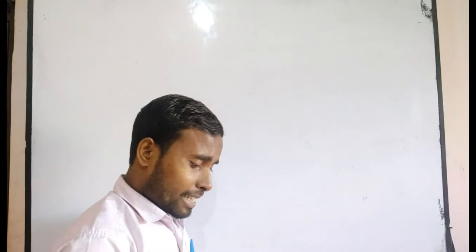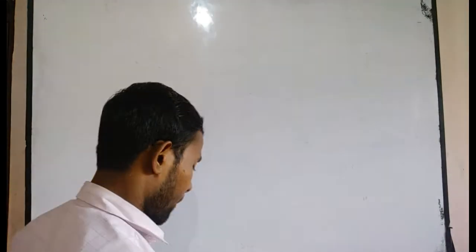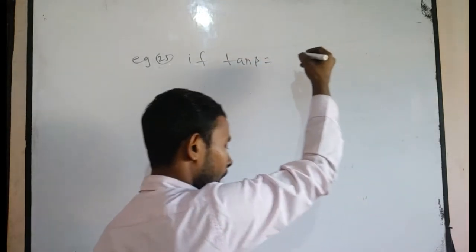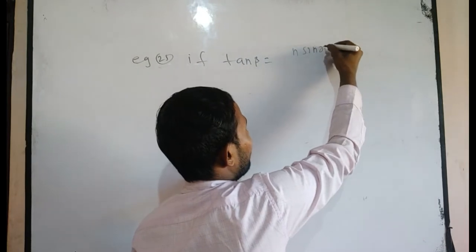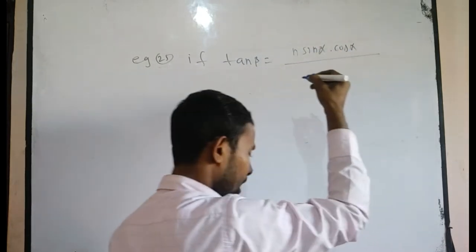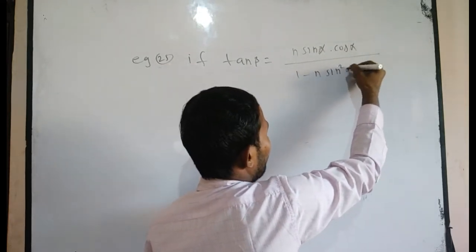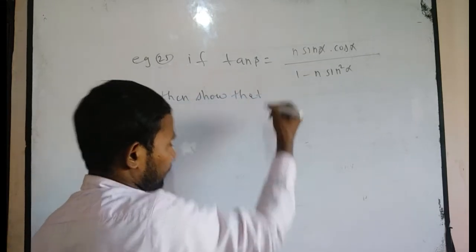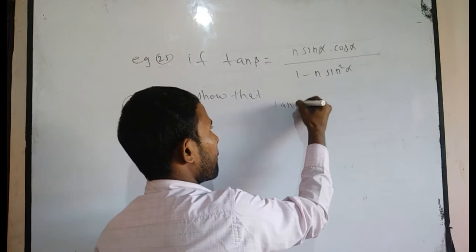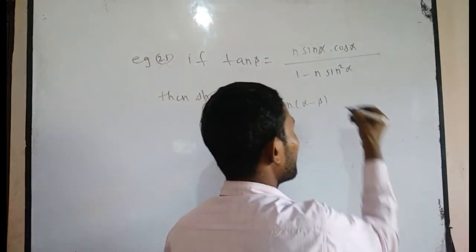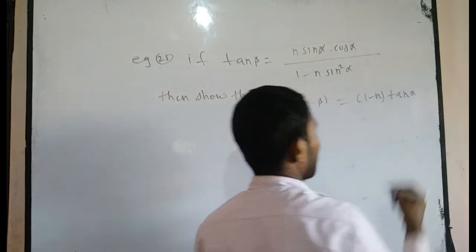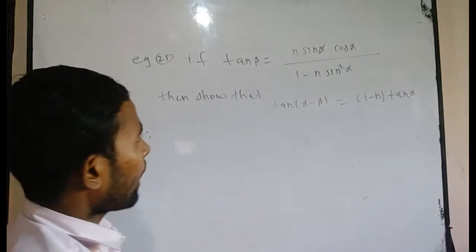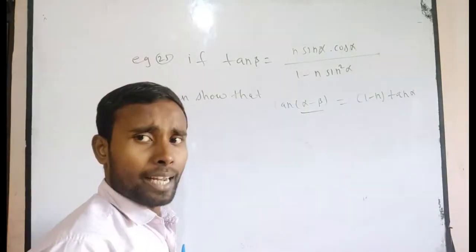In the next problem, it is given that if tan beta is equal to n sin alpha cos alpha divided by 1 minus n sin square alpha, then show that tan(alpha - beta) is equal to (1 - n) tan alpha. Solution: you have to show that tan(alpha - beta) is equal to (1 - n) tan alpha.